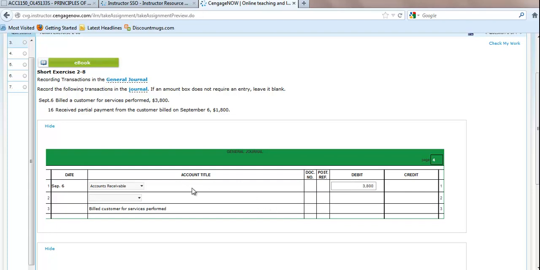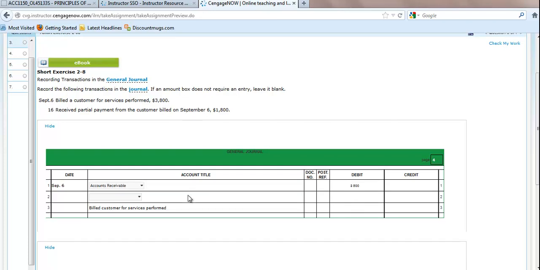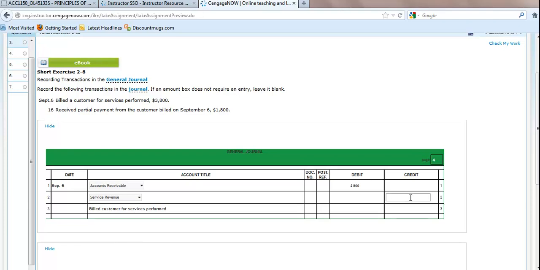And the other thing, you'll notice I put my debit first. That is always the case in the general journal. You always list all of your debit accounts first and your credit accounts second. Okay, why am I going to receive $3,800? It says for services performed. That means that's my revenue account. Revenue increases with a credit. So my service revenue is the name of the revenue account I'm using, and I will credit it for $3,800.